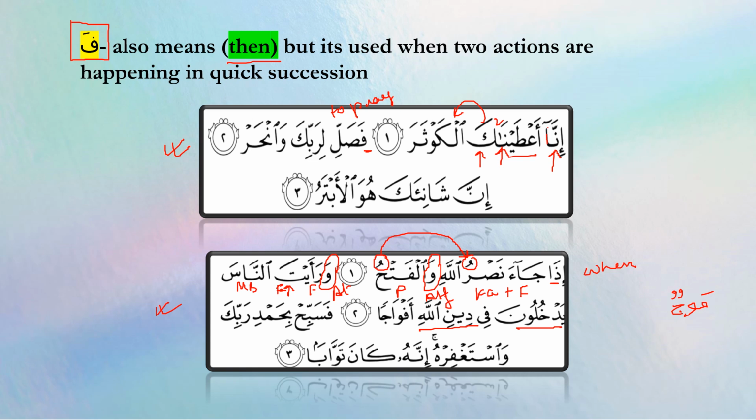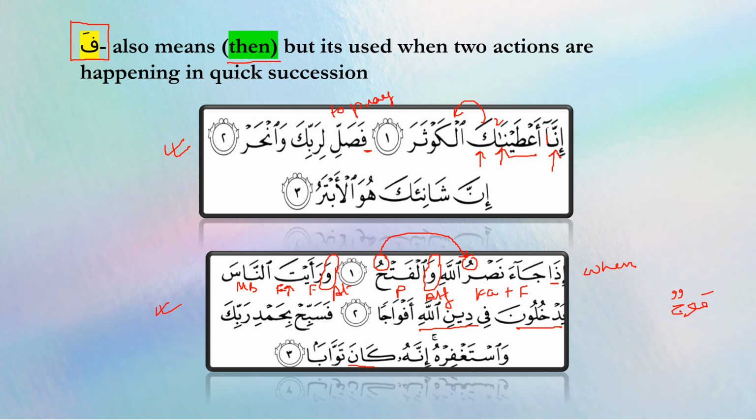فَسَبِّحْ. Now, if this happened and Allah gave you the victory, Allah gave you His help by being victorious over Makkah, what should you do? فَسَبِّحْ بِحَمْدِ رَبِّكَ. Sabbih means praise. Sabbih, zikr, remember Allah and praise Him. Fasabbih bihamdi rabbika wastaghfir, and ask for forgiveness. Innahu kana tawwaba, and indeed He is the most forgiving. Tawwab means the most forgiving.